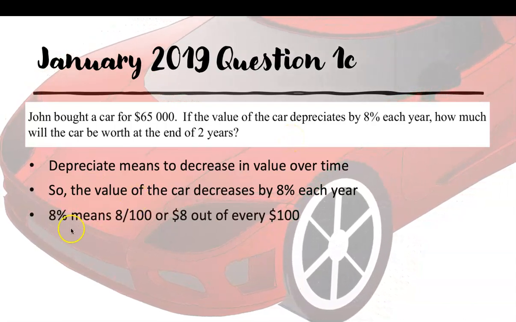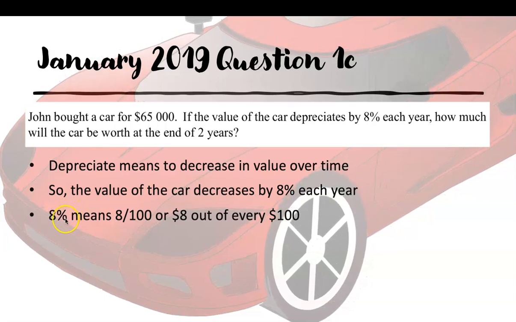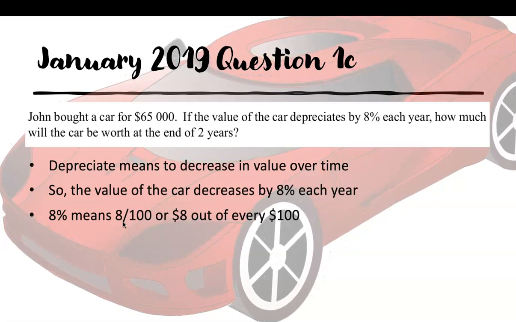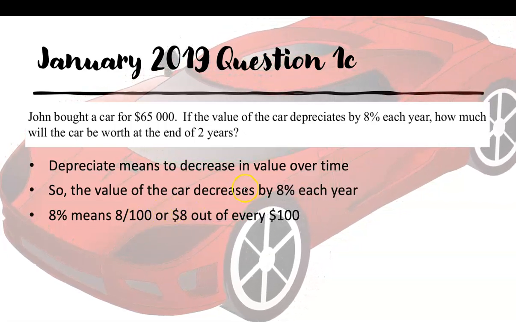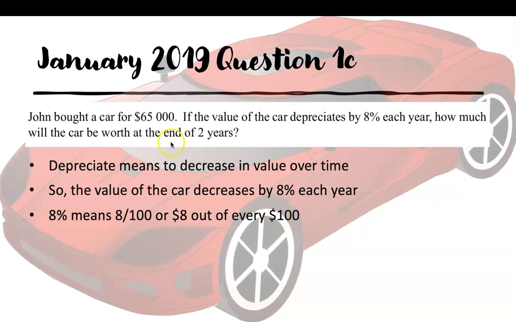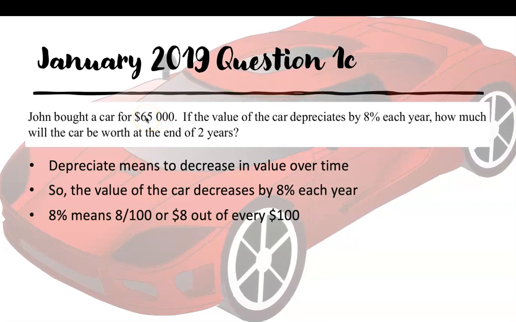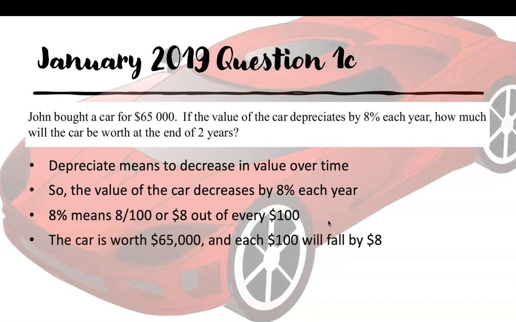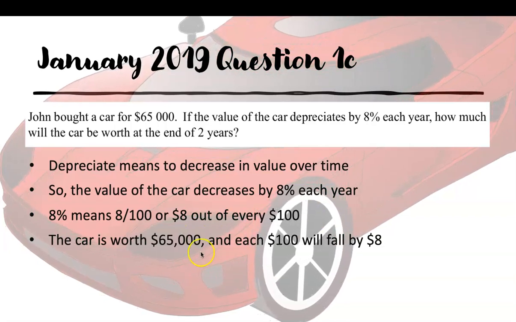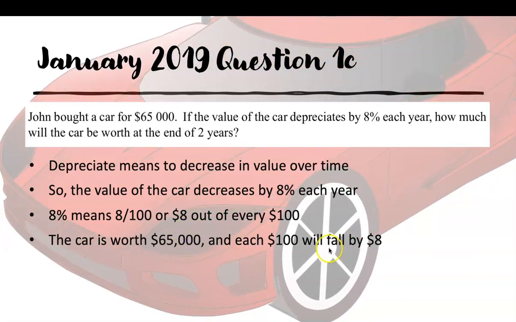So, when we say 8%, right? 8% means 8 over 100. And in terms of monetary terms, we could say 8% means $8 out of every $100. So, of every $100 in this 65,000, right, the value will fall by $8 each year. So, how do we calculate this? Right? So, the car is worth 65,000, and each $100 that makes up the 65,000 we lose $8.